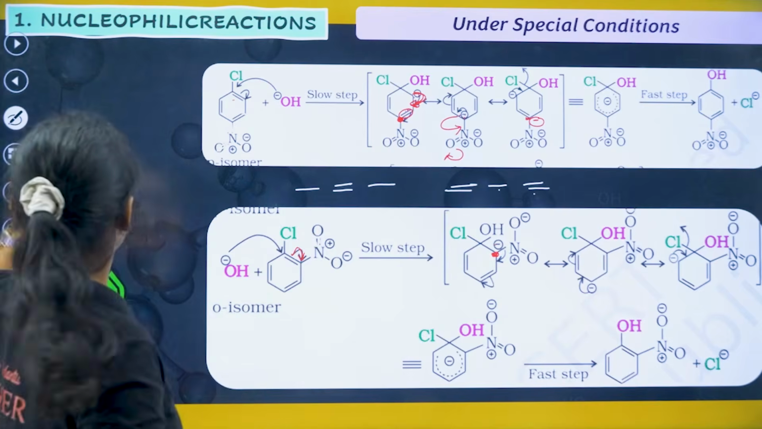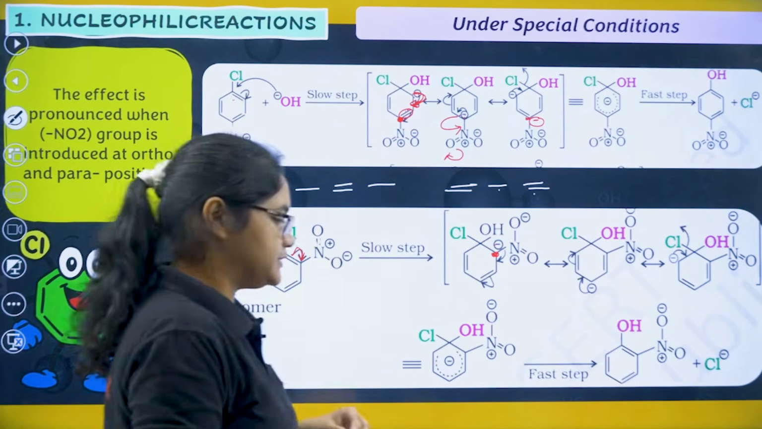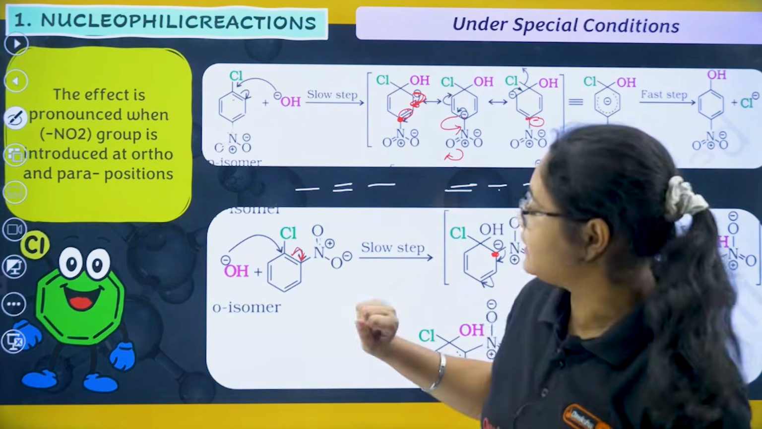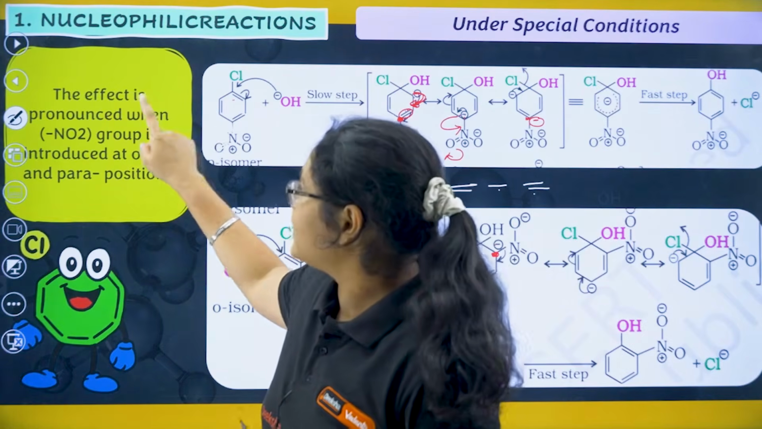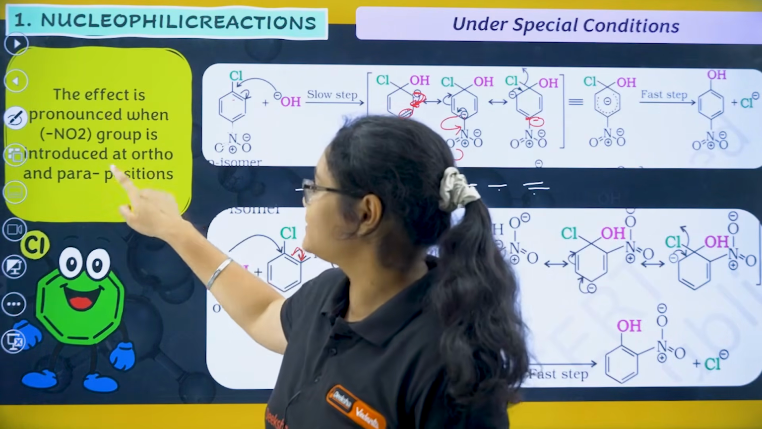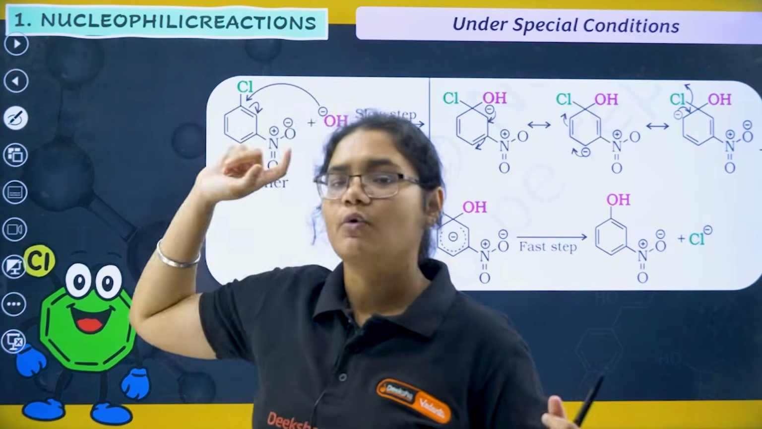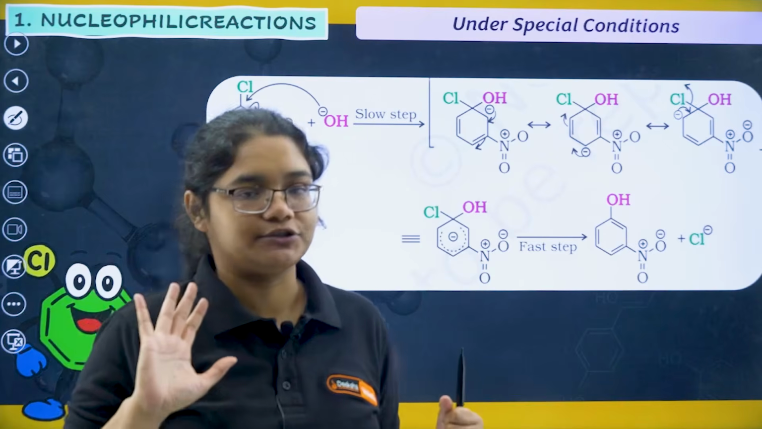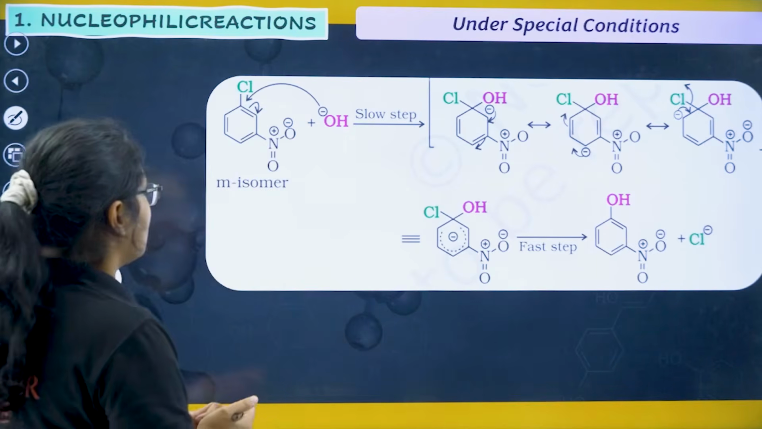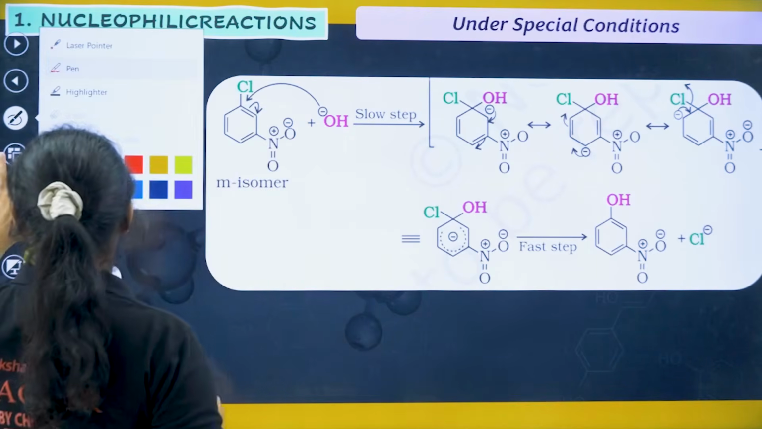Let's see now what happens when we have meta position. So here our cute little chlorobenzene is saying the effect is pronounced when the NO2 group is introduced at ortho and para position. Okay, so we will check now what is wrong at meta position. So remember, for meta position, what happens?